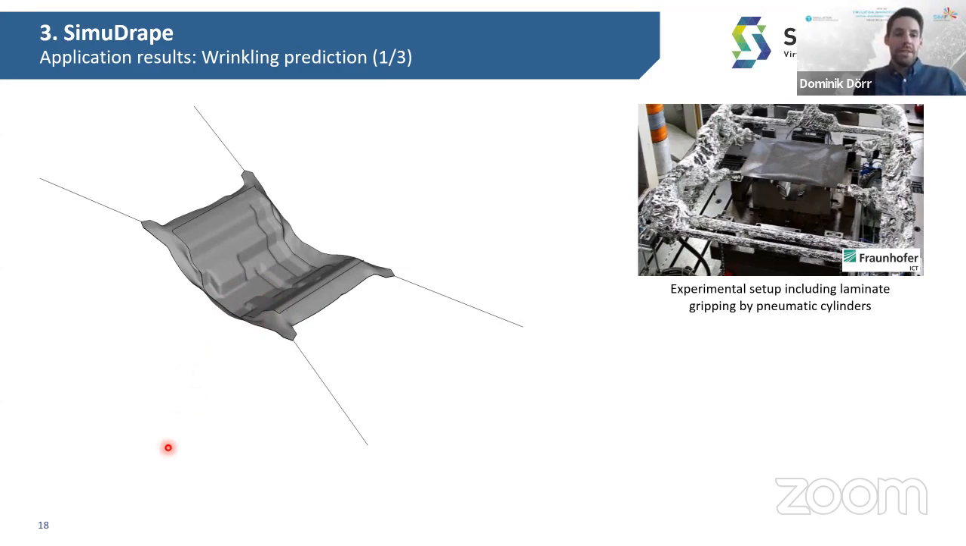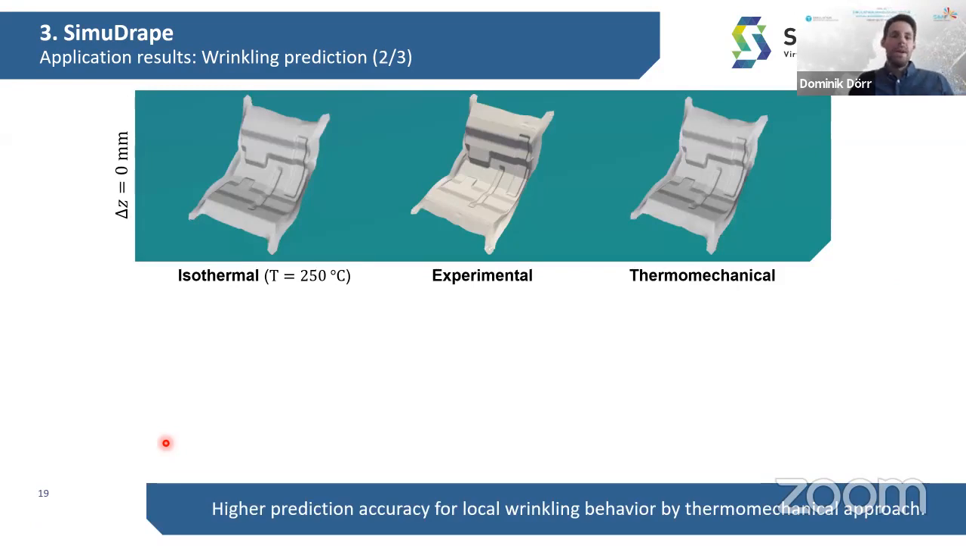Now, of course, the question is, how accurate is the simulation? And in addition, it's important to know, is it really necessary to include temperature effects during processing? Because this is something which is usually neglected in state-of-the-art approaches. So what we can see here is an experimental result in the middle. On the left, we have an isothermal forming simulation, where we have assumed a constant and homogeneous temperature of 250 degrees C. And on the other side, we have a thermomechanical simulation.